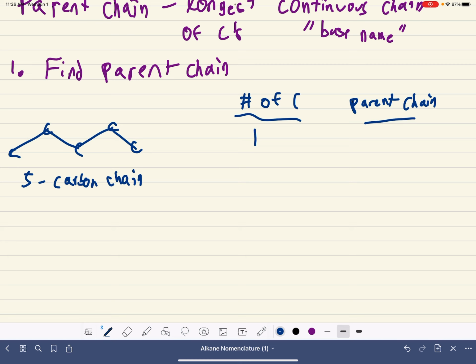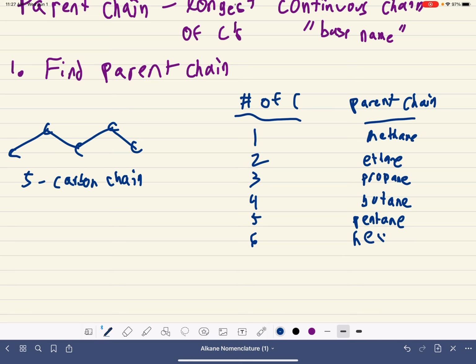So if we had 1 carbon, the parent chain would be named methane. 2 carbons in the parent chain would be called ethane. 3, propane. 4, butane. 5, pentane. 6, hexane. 7, heptane, 8, octane, 9, nonane, and 10, decane. And we really won't see anything above 10.